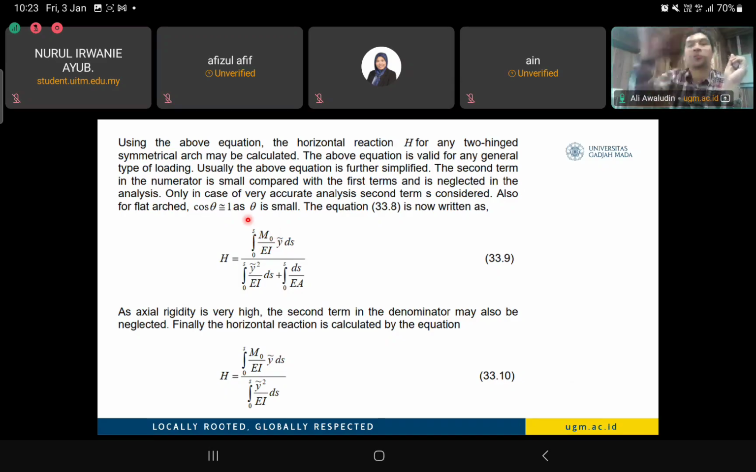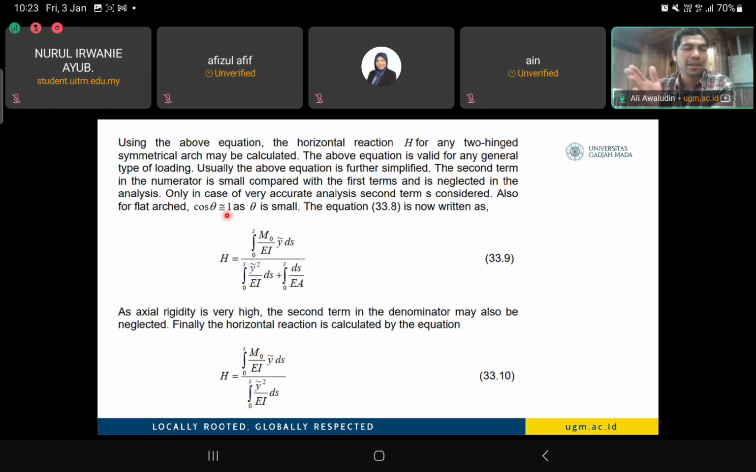One, the curve may not be circular. We can also have the circular one, but maybe theta is not from 0 to 180. For example, if the elevation of the arch support from the left to the right side is different, then the angle will be different. It's not 180, maybe 150 or something. The formulation is still the same.